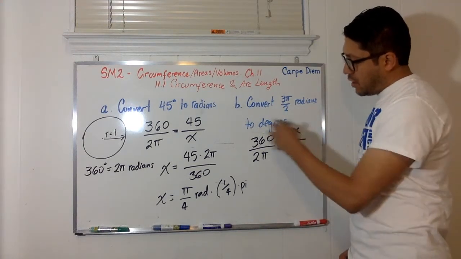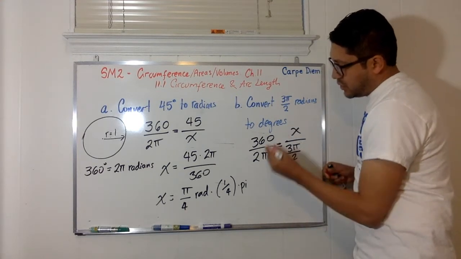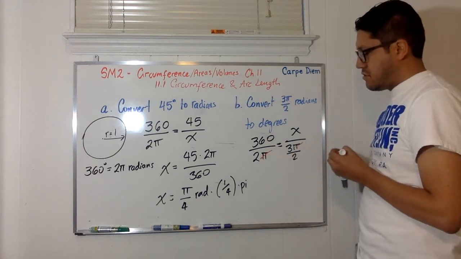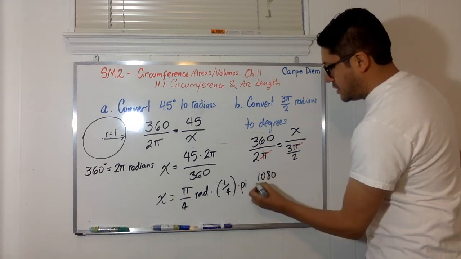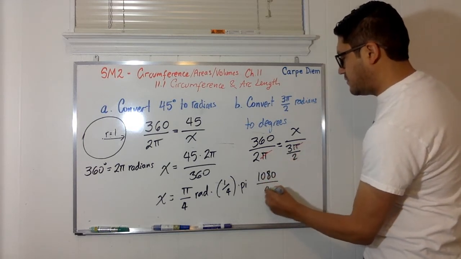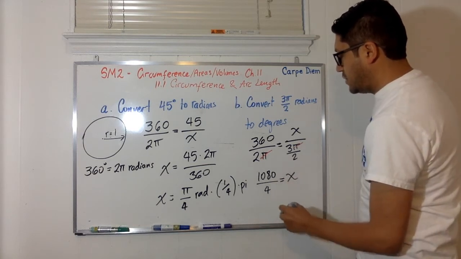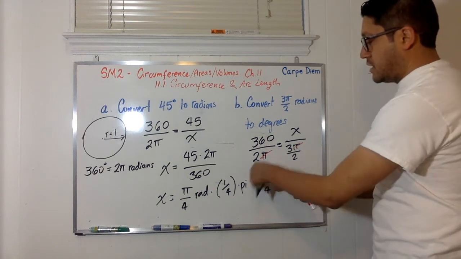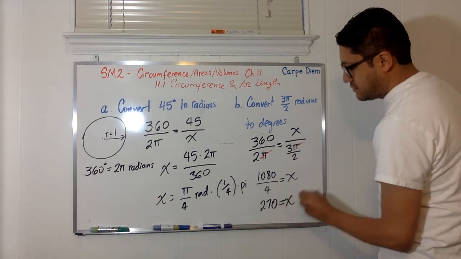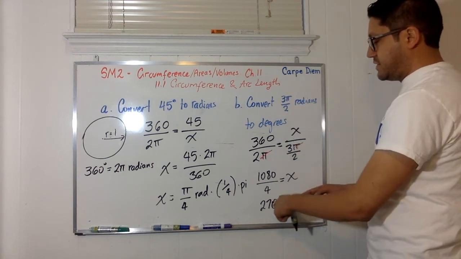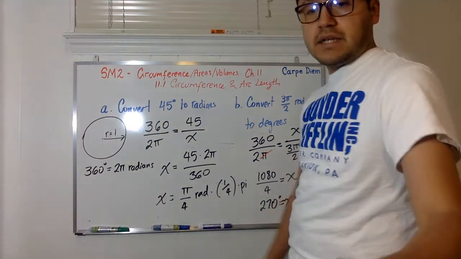All right? All in all, we can see that pi is going to be gone, right? And now we have 1080 divided by these 4, and then x goes here, right? And then we just have to do this operation, and eventually we will get 270, right? And that's it. 3 pi halves is 270 degrees, and that is all for that case.